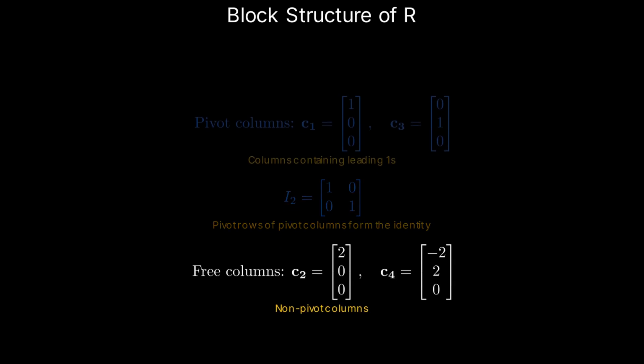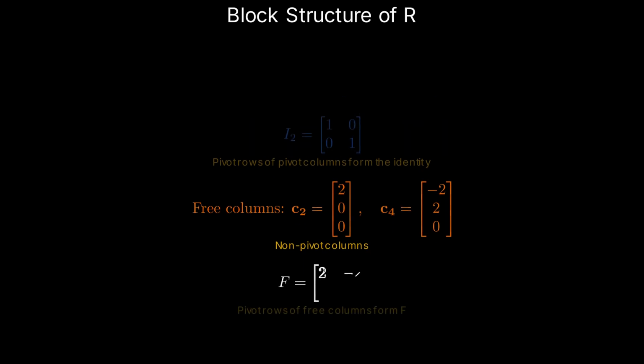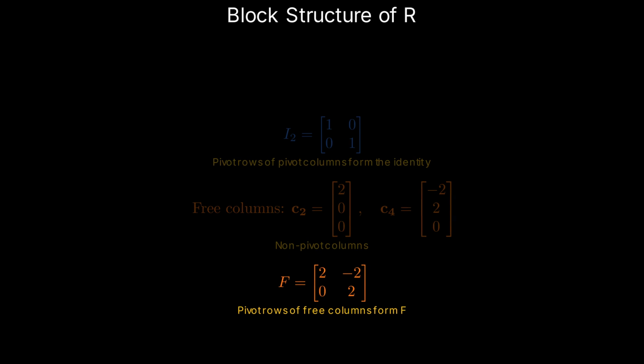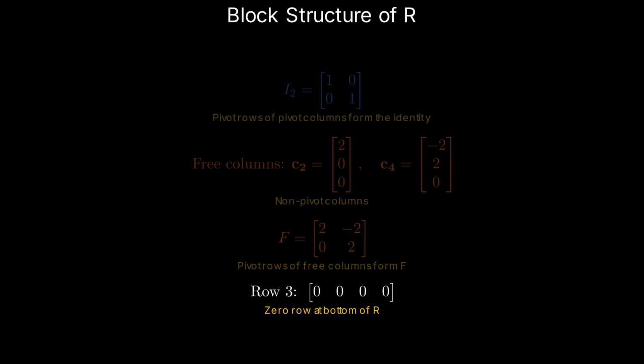Now highlight the free columns, columns 2 and 4. Looking at the pivot row entries, column 2 gives us 2, 0, and column 4 gives us negative 2, 2. These entries form a 2 by 2 matrix F. Row 1 of F is 2, negative 2, and row 2 of F is 0, 2. So R contains 2 blocks woven together, the identity I in the pivot columns and the matrix F in the free columns, with a row of zeros at the bottom.